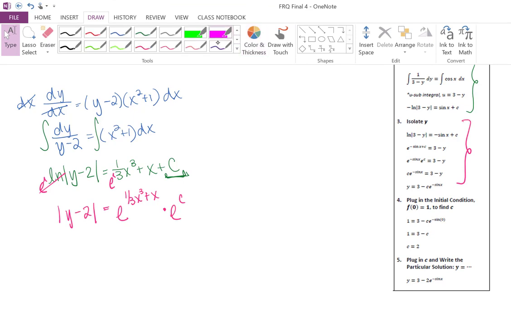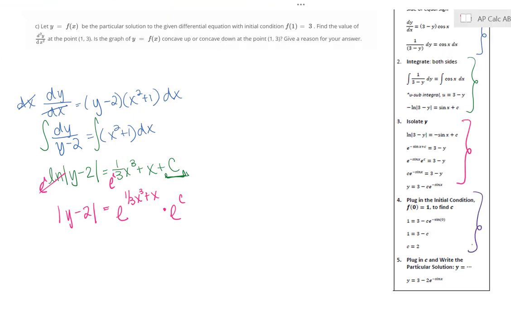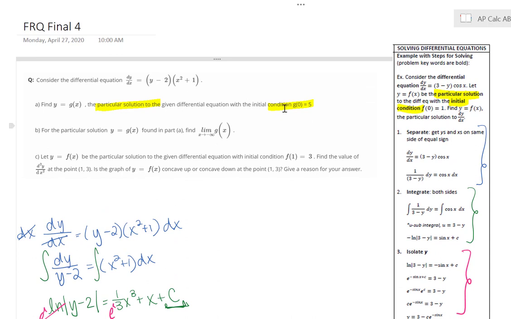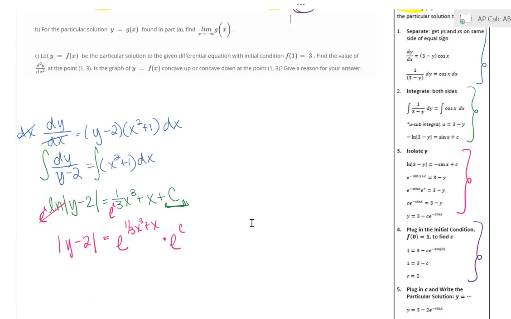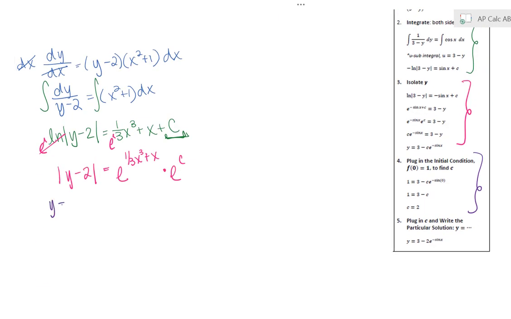My step 4 is to use that initial condition and find c. So I'm going to go back up and see what that initial condition was. It said that my initial condition was g of 0 equals 5 and y equals g of x. So g of 0 equals 5. So therefore we have the absolute value of 5 minus 2 equals e raised to the, this all becomes 0, times e to the c. After that, I get 3. e to the 0 is 1, so 3 equals e to the c.